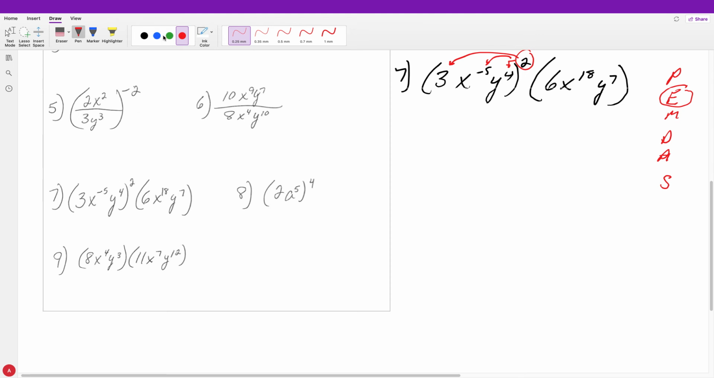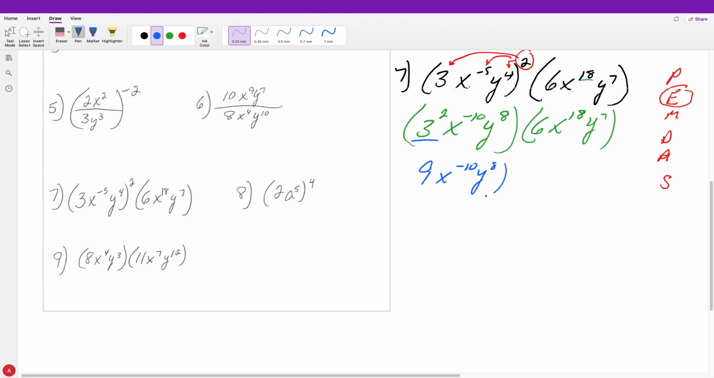You could get rid of that negative first if you wanted to, but since I look over here and I see that I have a lot of x's that I'm going to eventually be multiplying it to, I'm not going to move anything with that negative just yet because I'm hoping that when I multiply, it's going to turn positive anyway. So now I'm left with 3 to the 2nd power times x to the negative 10, because power to a power we multiply, times y to the 8th, and that's all still being multiplied to 6x to the 18th, y to the 7th. And now, before I multiply these, I'm going to square that 3, which is 9.